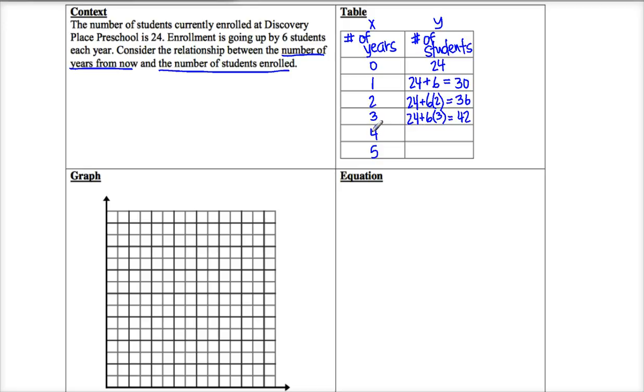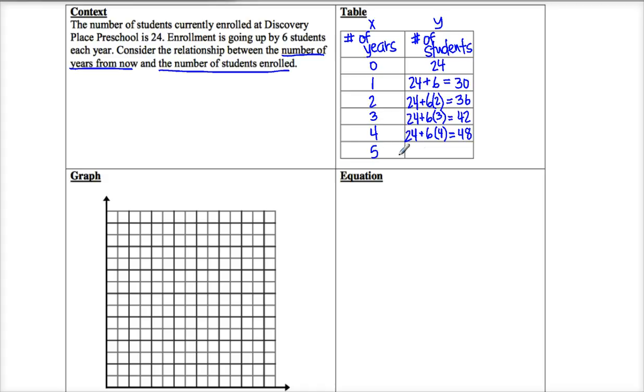Next one, after 4 years, so we started with 24 and we're adding 6 per year. So this time, after 4 years, we've added 24 new students, plus the 24 we started with. So we're now up to 48.